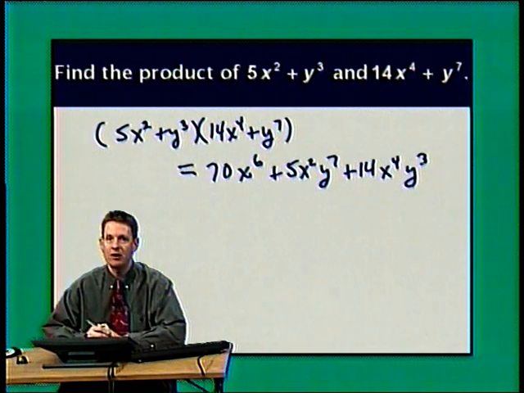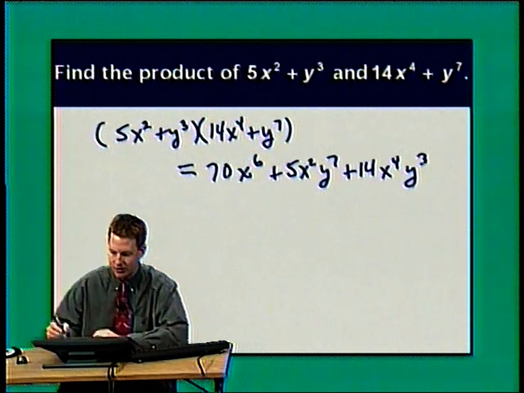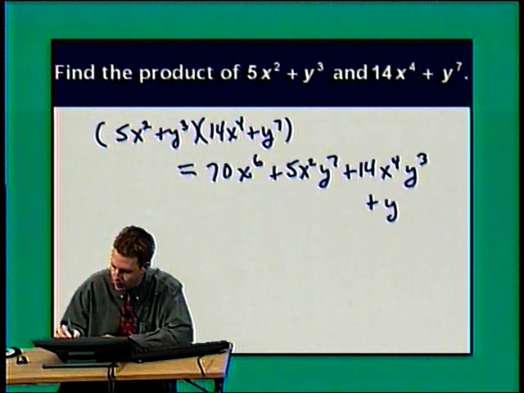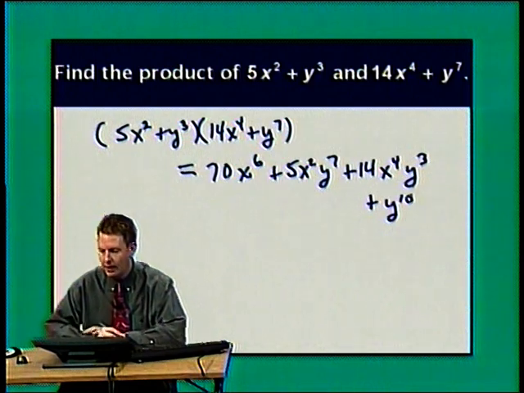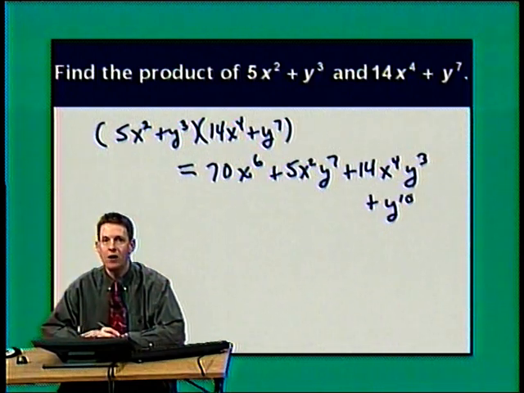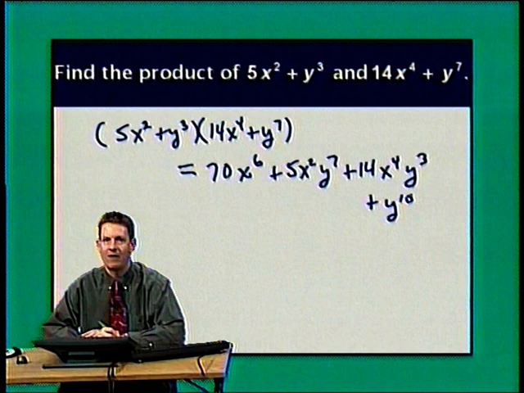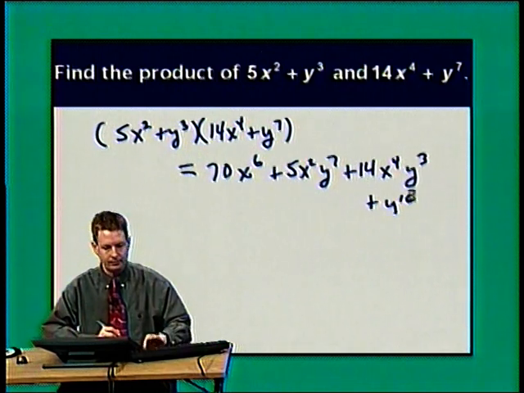Now, I still have to multiply my last term by my last term. That's going to give me plus y to the 10th. Quickly looking through the terms, I don't have any like terms, so this is my final simplification.